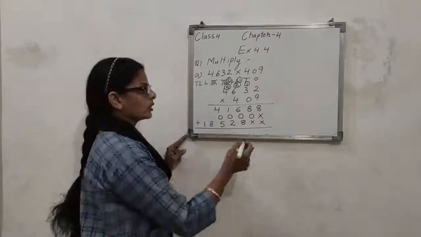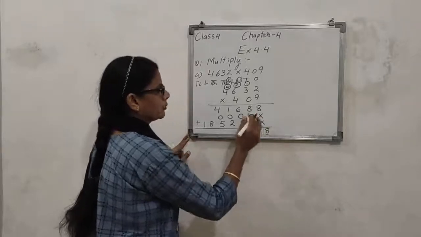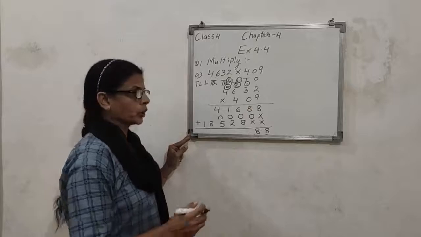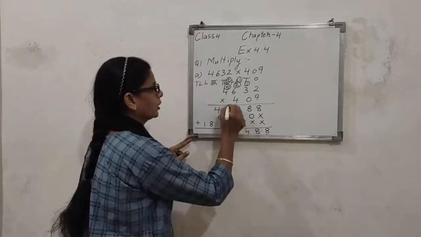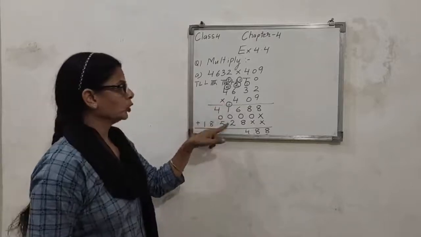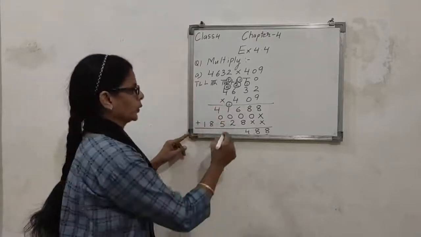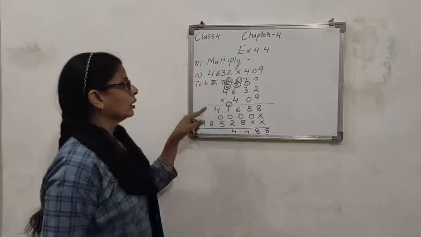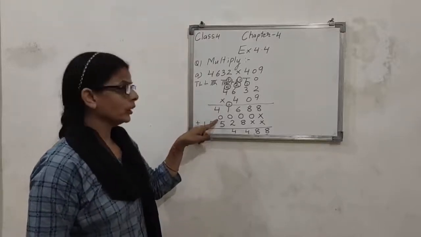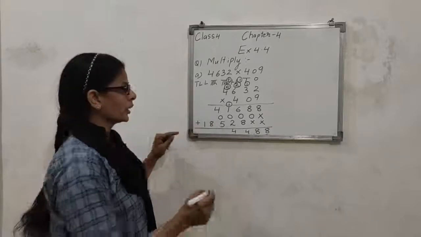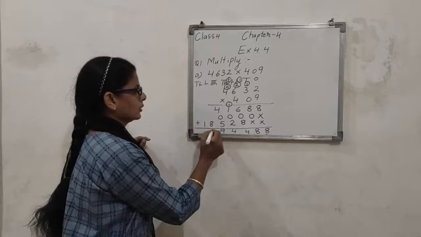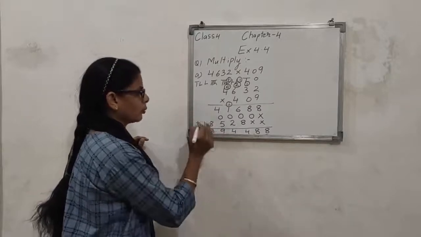8 plus cross or 0 is 8 only. 8 plus 0, 8 only. 6 plus 8, 14. 4. 1 will be carried on the thousand place. 1 and 1, 2. 2 plus 2, 4. Now 4 and 5, because 4 plus 0 is 4 only. 4 plus 5, 9. On the lakh place 8 and on the 10 lakh place 1.